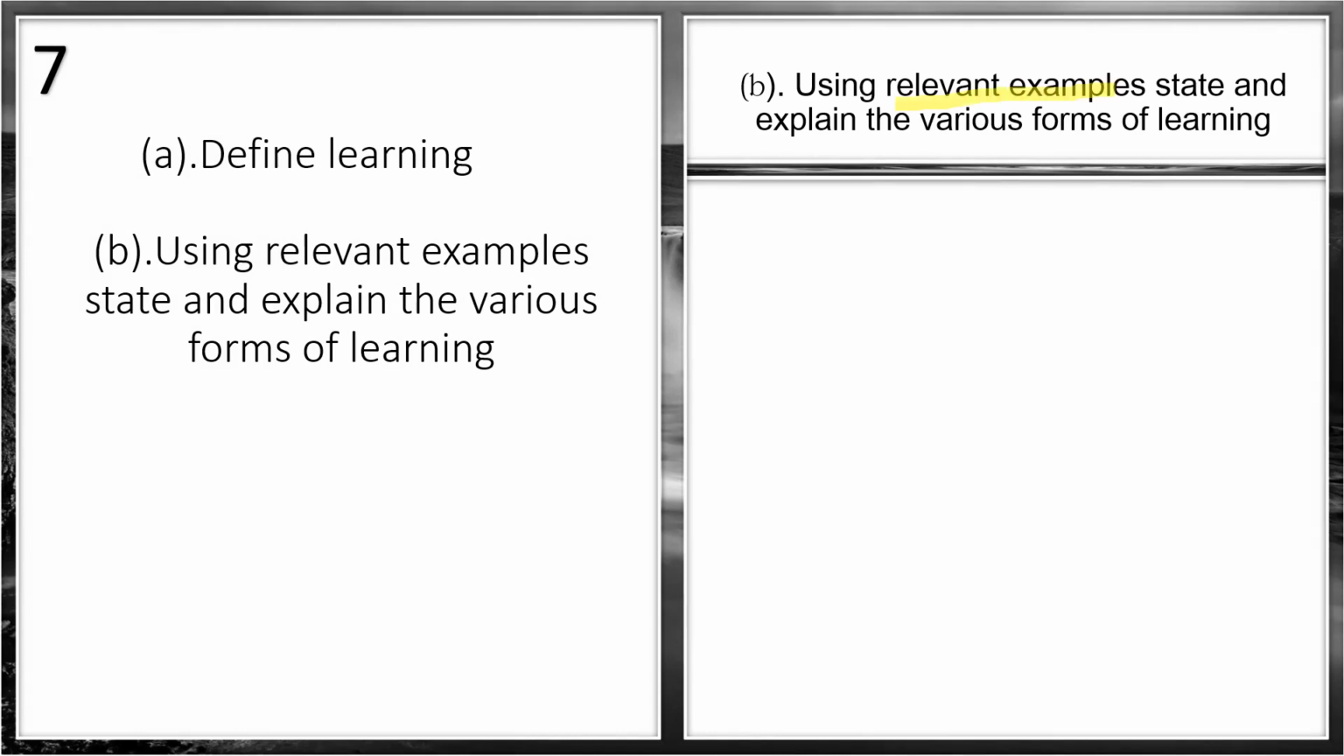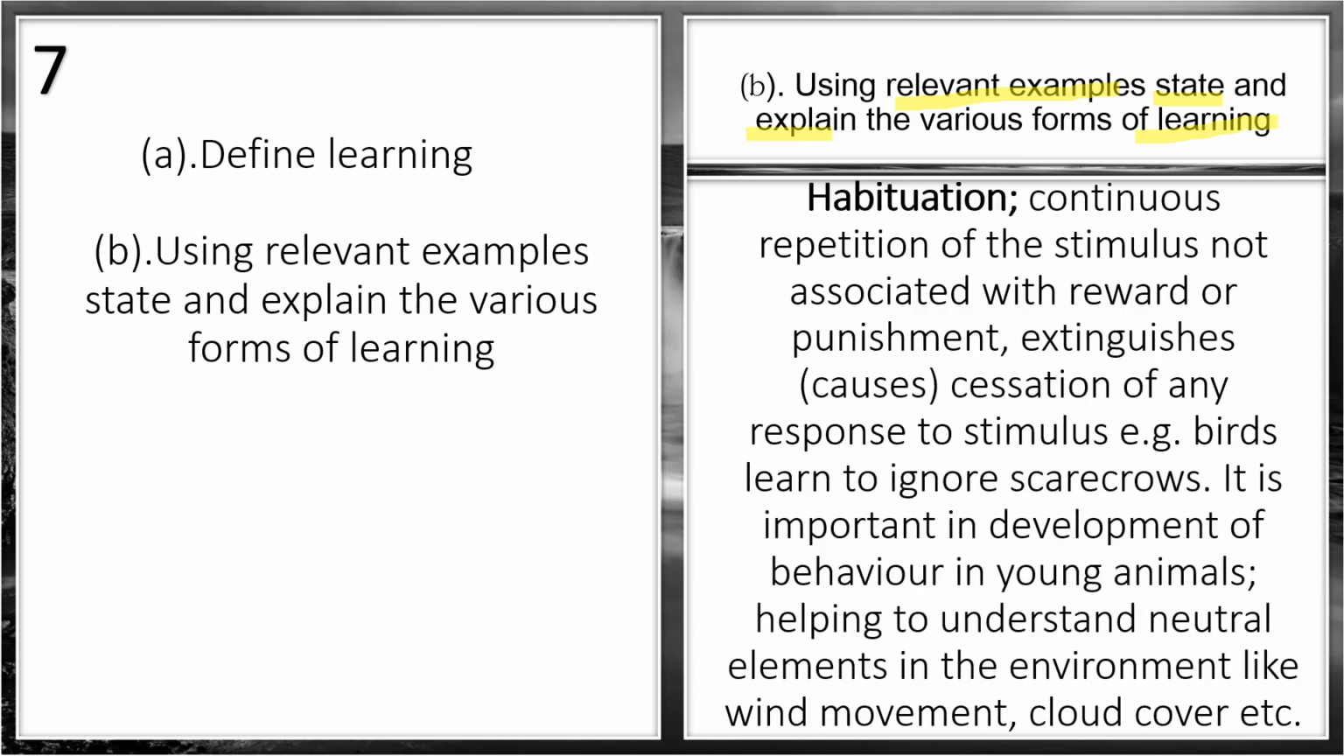Using relevant examples, state and explain the various forms of learning. Habituation. This is the continuous repetition of the stimulus, not associated with reward or punishment. It extinguishes, ending any response to the stimulus.